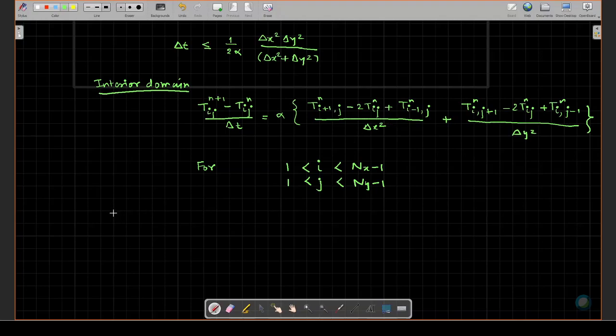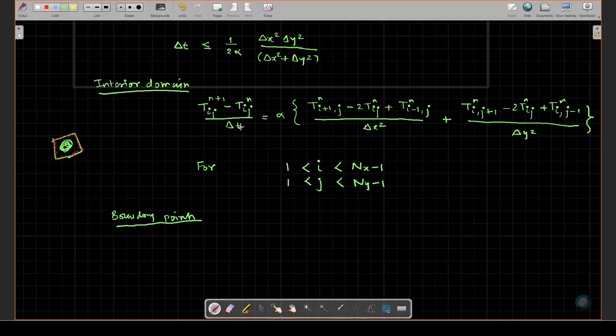Next are the boundary points. Once we are done with the interior domain, we have to look at the boundaries. We have to discretize for the boundaries also, and that discretization will come from the boundary conditions. So what are the boundary points? That we'll have to note.